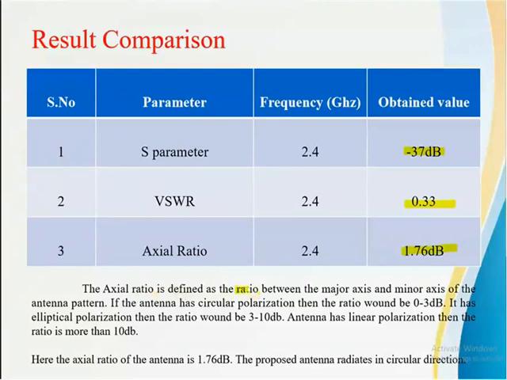Axial ratio is defined as the ratio of maximum axis and minimum axis of the antenna pattern. If the axial ratio value is 0 to 3 dB, the antenna is operating in circular polarization. If the axial ratio value is 3 to 10 dB, it operates in elliptical polarization and the antenna has a linear polarization when the ratio is more than 10 dB. Here the axial ratio is 1.76 dB, so the proposed antenna radiates in circular polarization.